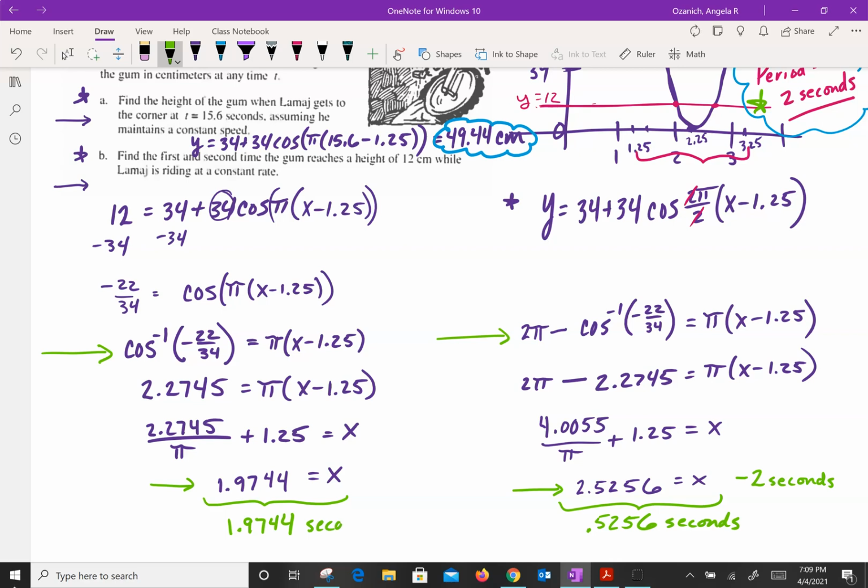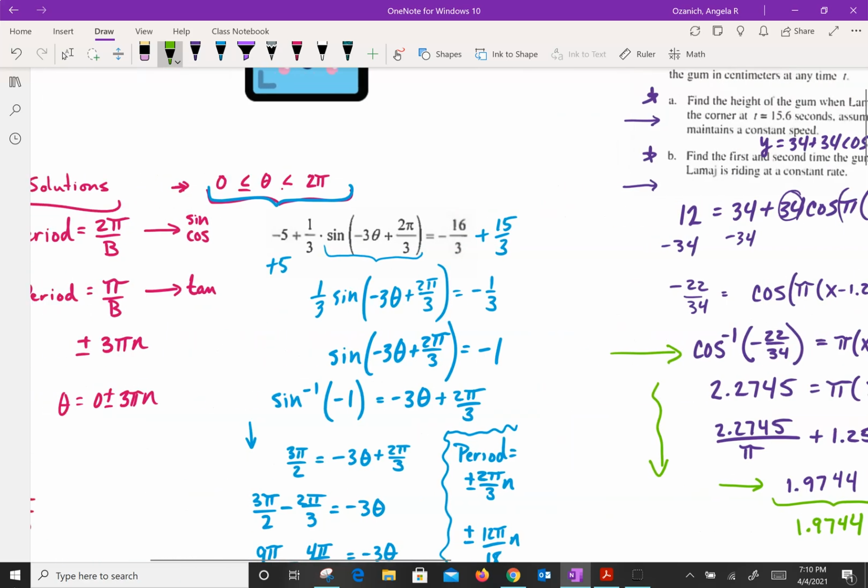You could verify that on your calculator if you were hoping to have that verified a little bit more. Super important that you remember to include 2 pi minus your cosine inverse of negative 22/34 as the second algebraic way to get that other point at a height of 12 centimeters.